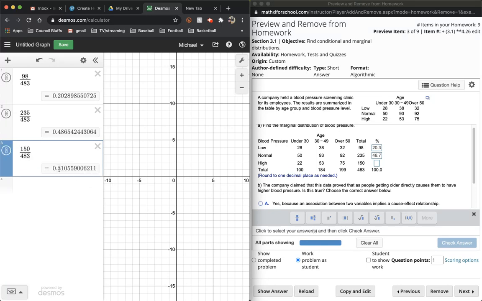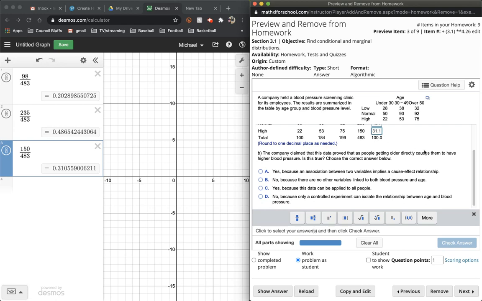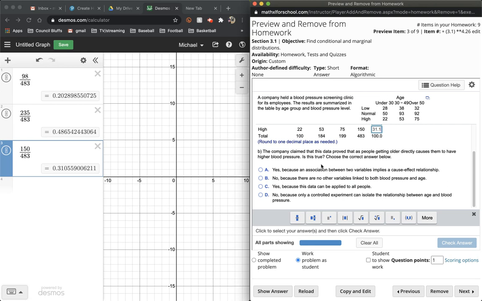Okay, and that will be 31.1%. That 5 makes that 0 round up to 1. So 31.1%. Okay. The company claimed that this data proved that people getting older directly causes them to have higher blood pressure. That's a typo, but the company claimed that. Is this true? Choose the correct answer below.